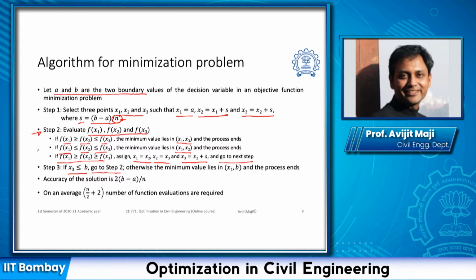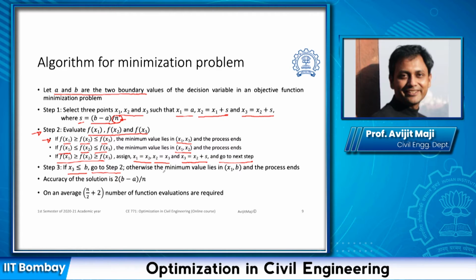This process will go on repetitively till we reach the other boundary, or we reach a point where we find that my first point is better than the next two points, x2 and x3, or my second point is better than the first and the third point, which is this condition. In all these cases we are going to terminate, and then we are going to report the boundary of the objective function value.